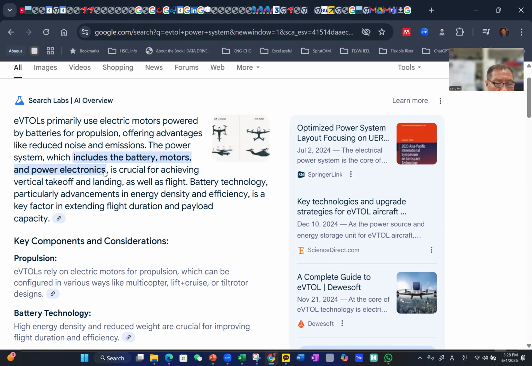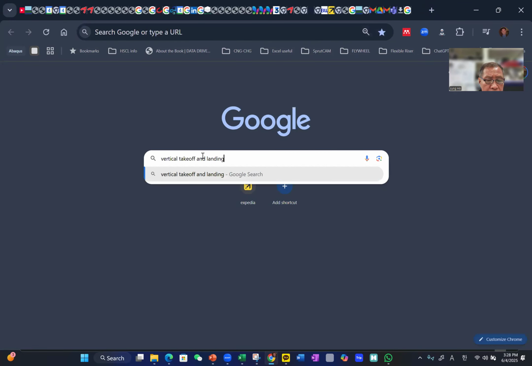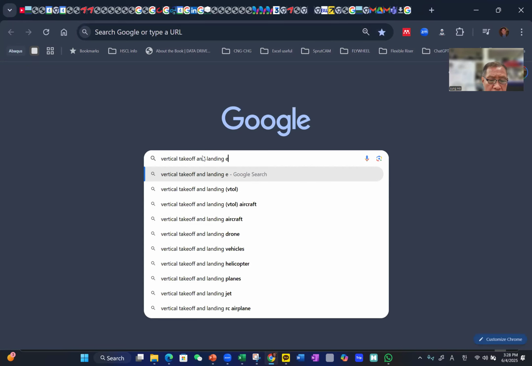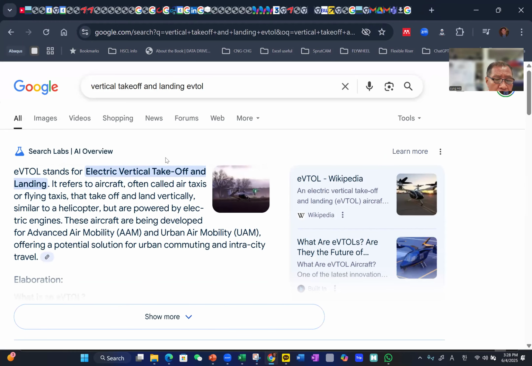Now, let's try to understand this mechanical system, such as the vertical takeoff and landing. What does it mean, and how much energy do we need? I would just say it like this: vertical takeoff and landing, eVTOL. So eVTOL stands for electric vertical takeoff and landing.